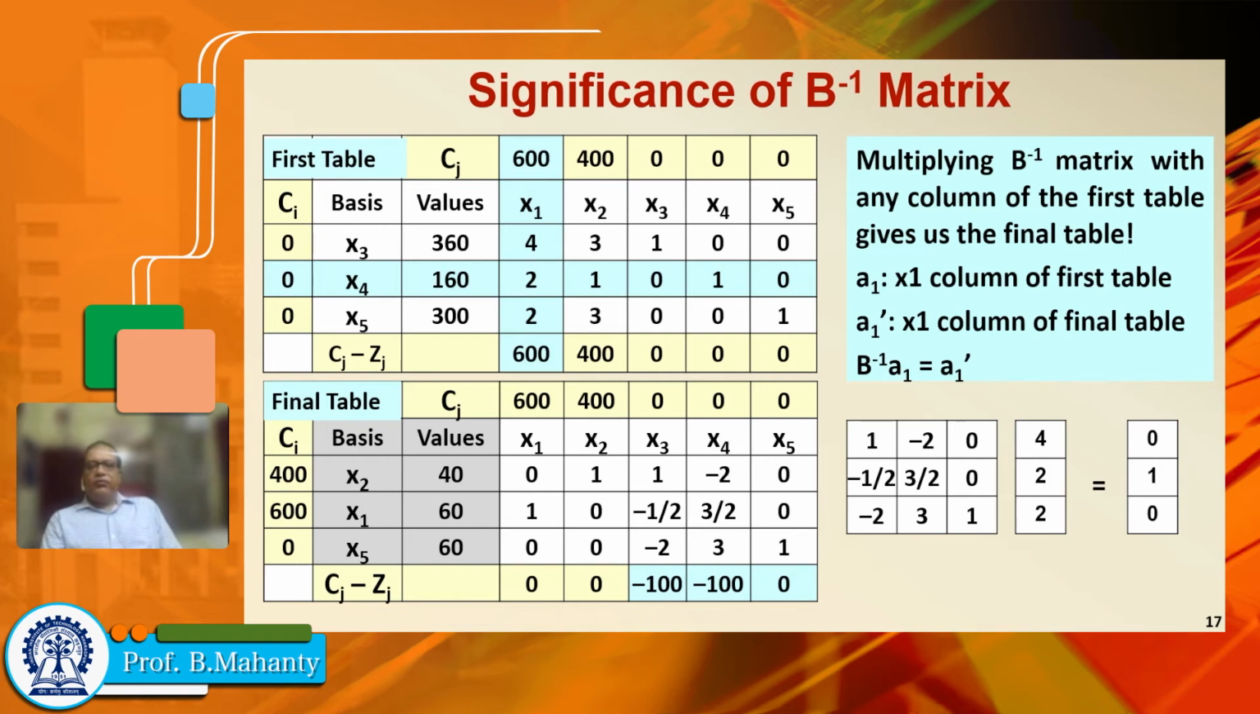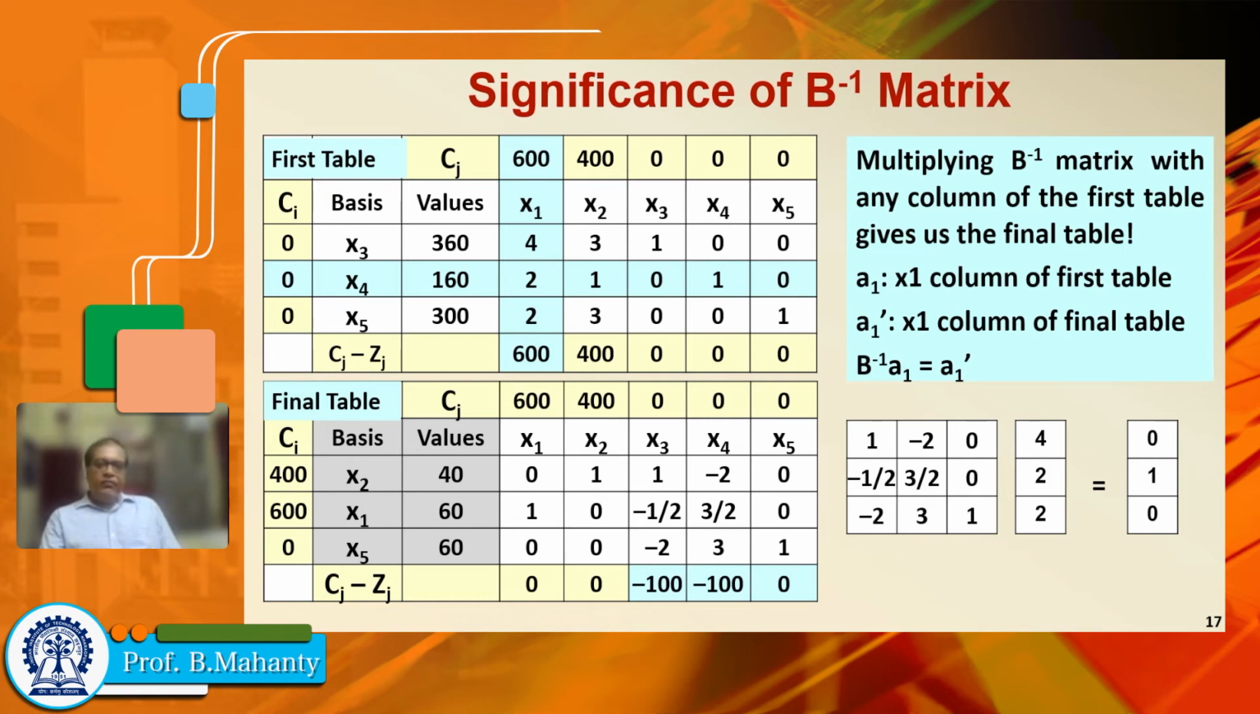Then minus half into 4 and 3 by 2 into 2. So 3 by 2 into 2 is 3 and minus half into 4 is minus 2. So 3 minus 2 is 1. This one is 0. And then minus 2 into 4 is minus 8, 3 into 2 is 6, 1 into 2 is 2. So 2 plus 6 is 8, and 8 cancels, so 0. So you see that pre-multiplying this column with the B inverse returns the final table column.